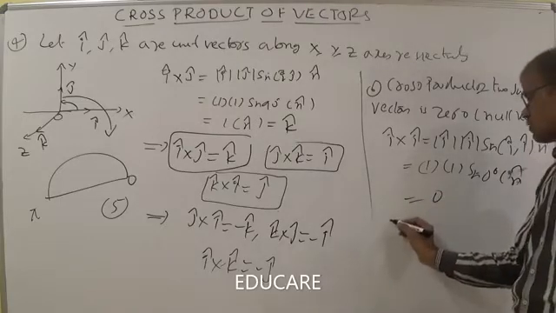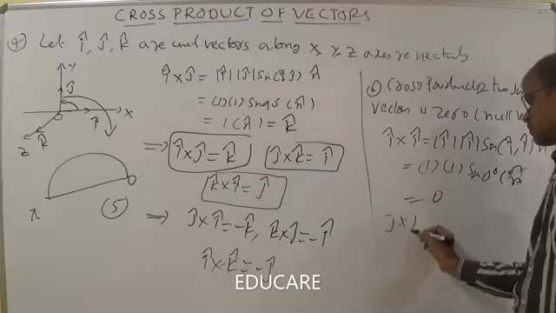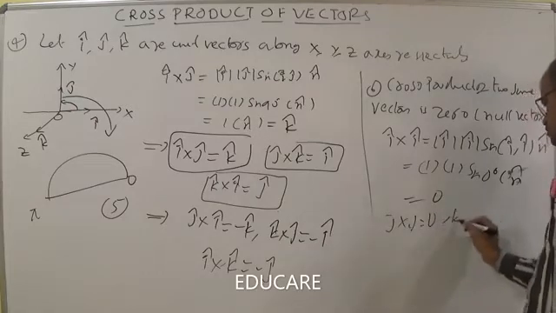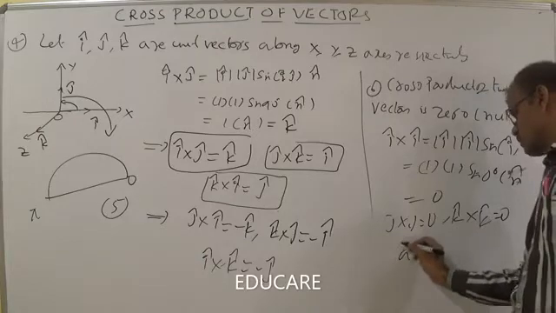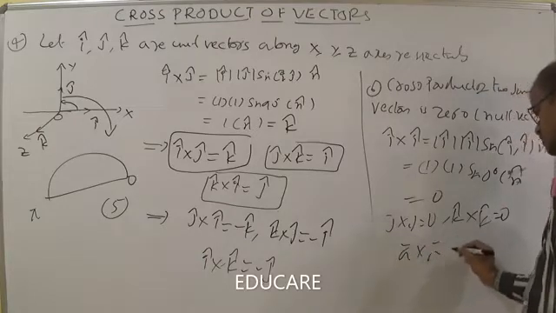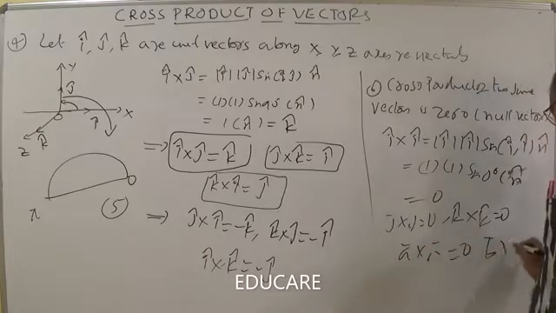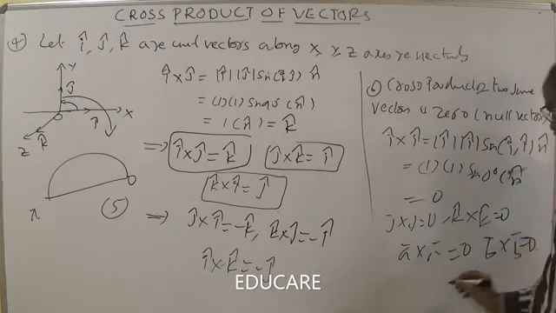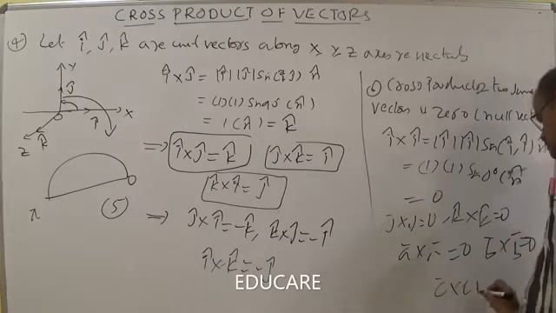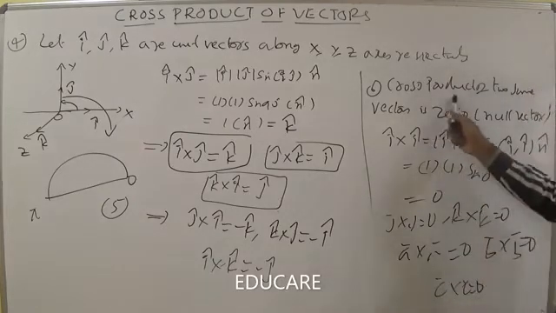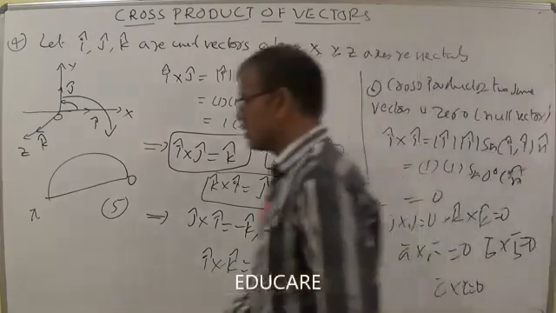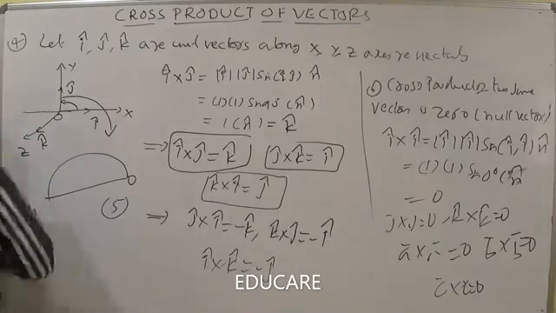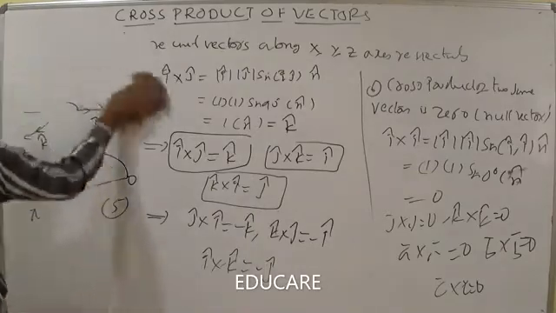So I cross I equals 0, j cross j equals 0, k cross k equals 0. Like this, A cross A equals 0, B cross B equals 0, C cross C equals 0, anything. For the same vector, the cross product of two same vectors is 0. It is a null vector.